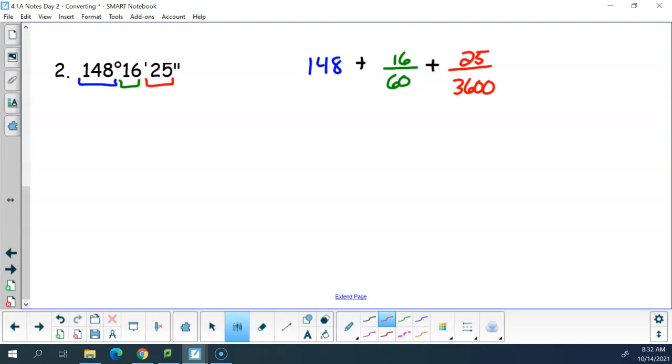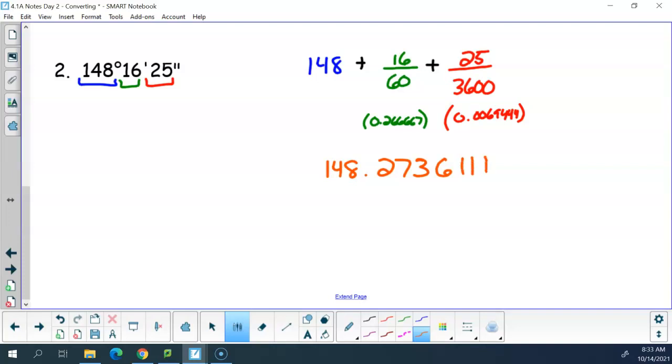Okay? And so 16 divided by 60 is going to be 0.26667, and 25 divided by 3,600 is 0.0069444 and so on and so forth. But you can type it all in as one fraction. So if we do that, 148 plus, open parentheses, 16 divided by 60, close parentheses, plus, open parentheses, 25 divided by 3600, close parentheses, equals, I get 148.2736111. Rounded to 3 decimal places.